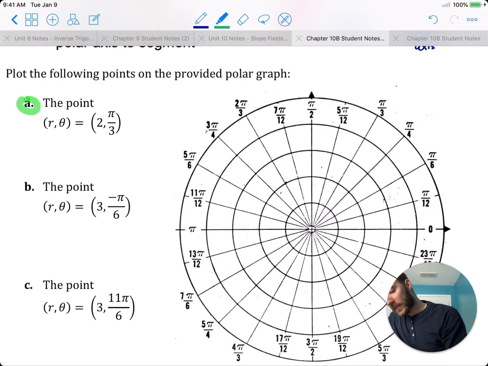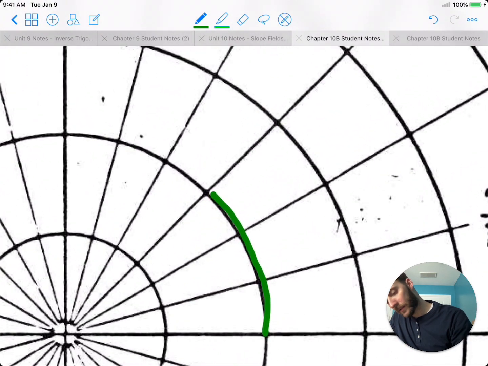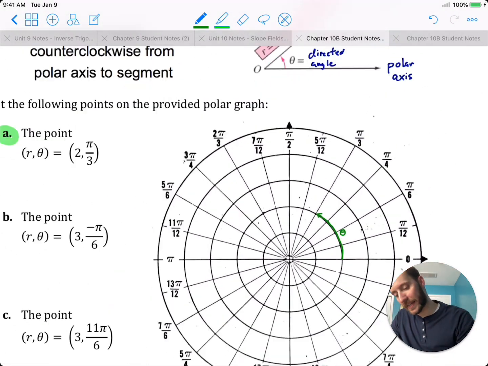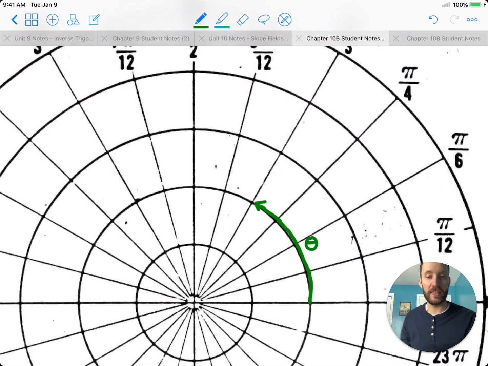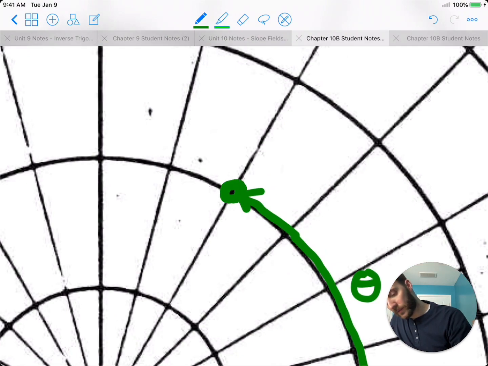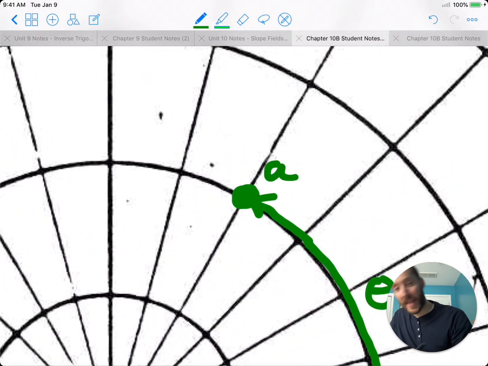So to graph the point (2, pi over 3), starting from the polar axis, you're going to go from 0 degrees up to pi over 3. So that's theta. Then our r value is 2, so I went on the second circle, the second radius, and we'll plot a point right there. And that'll be point A.